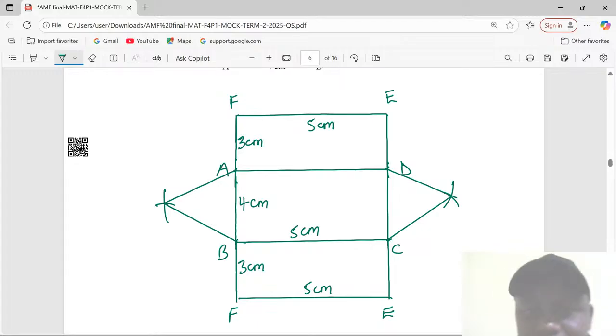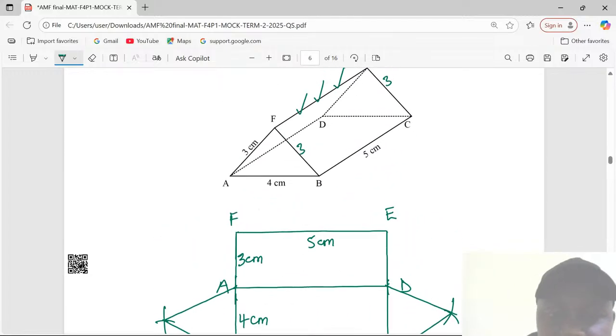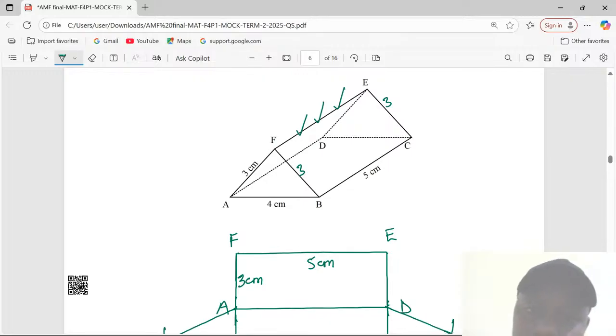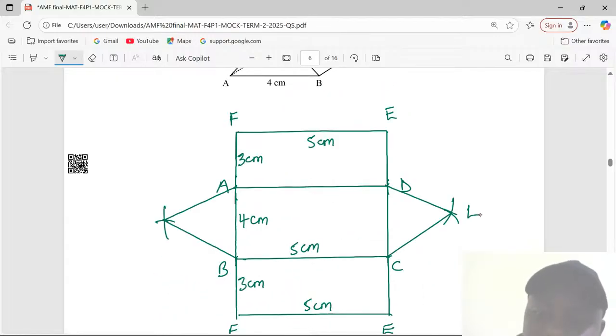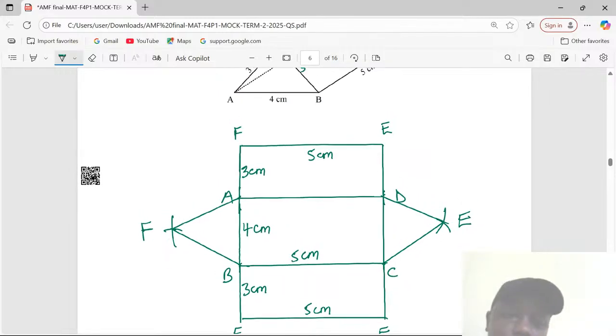Now, when I have drawn that, I'll be able to say that this one is E and this one is F. Well labeled. The labeling is equally very important. So now these are 3 centimeters, 3 centimeters, 3 centimeters, 3 centimeters.